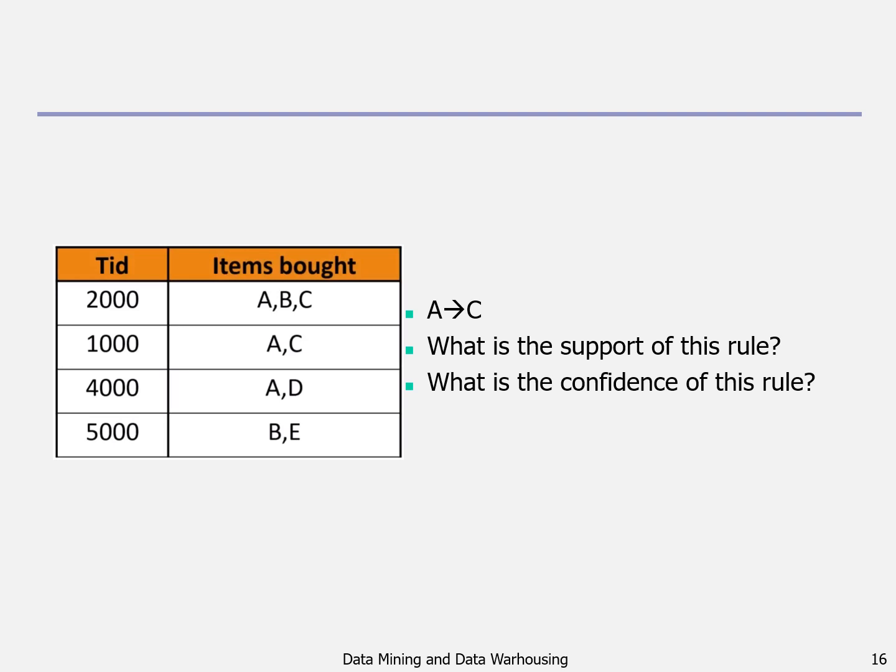Now, before we move on, I will stop here for the first hour, but I need you to answer this question. We have this example here, an example of transactions. We have 4 transactions, and each transaction had some items bought, and we identified A implying C. I want you to calculate the support for this rule and the confidence for this rule.